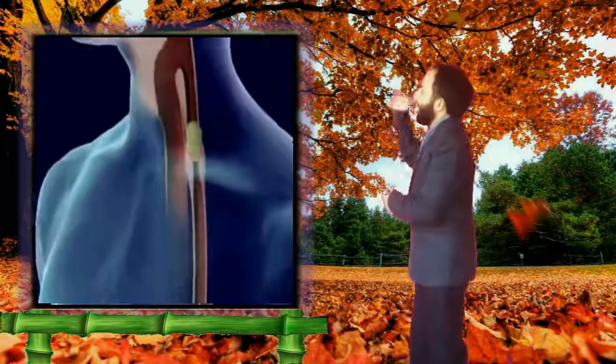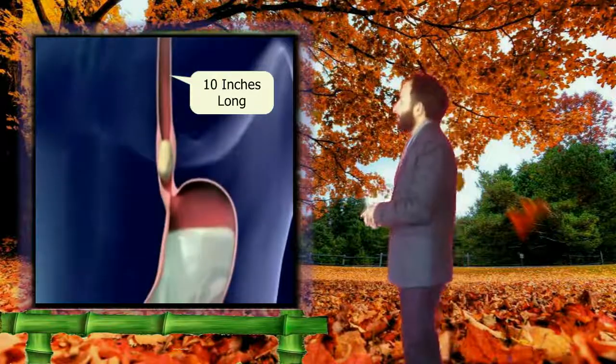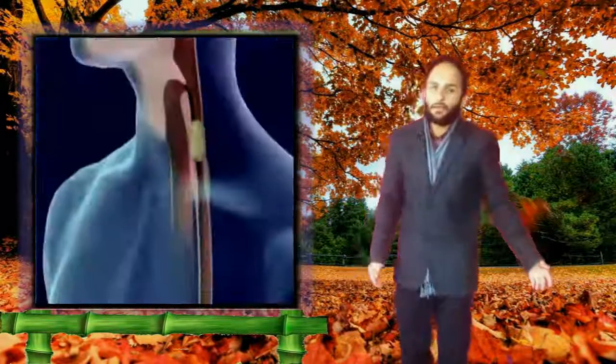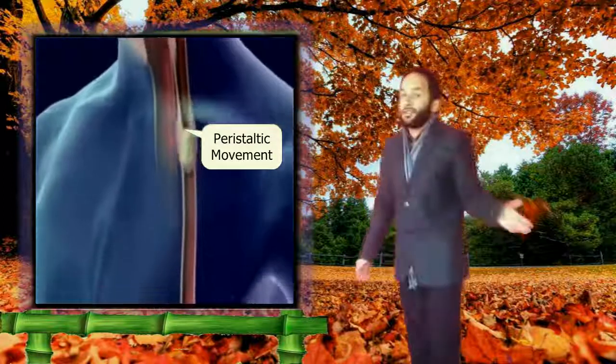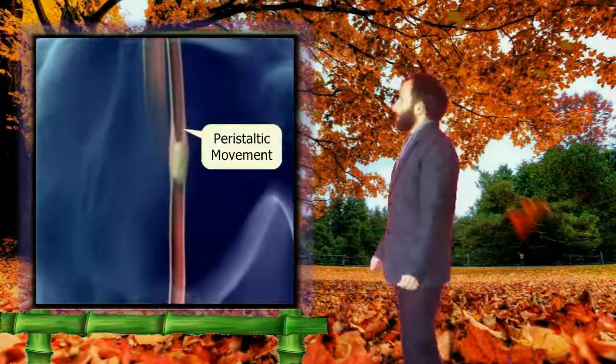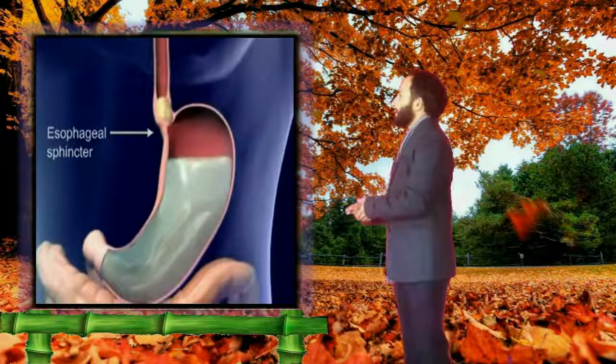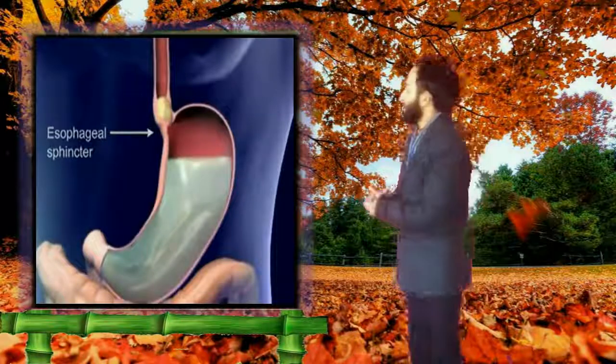Now, pharynx leads to esophagus. It's a muscular tube about 10 inches long. Food passes down the esophagus by a movement called peristaltic movement. Its opening into the stomach is surrounded by a ring-like muscle called esophageal sphincter.